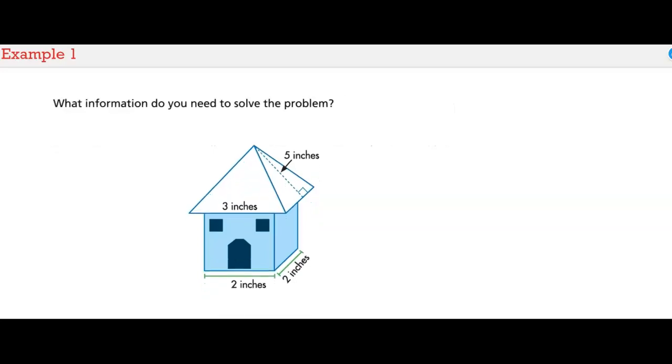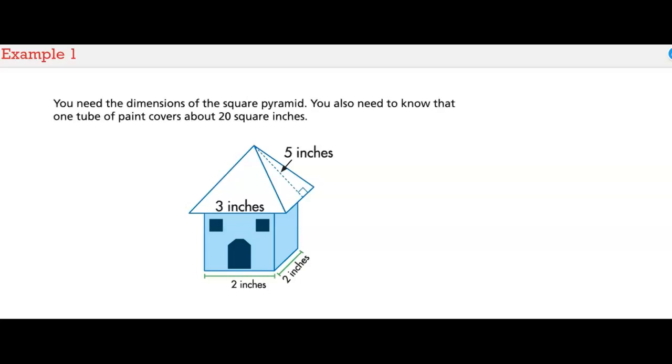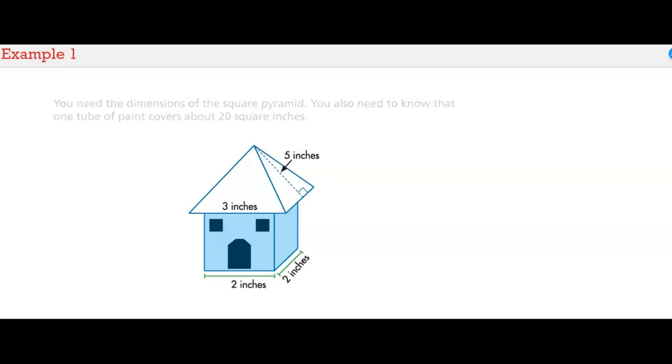What information do you need to solve the problem? You need the dimensions of the square pyramid. You also need to know that one tube of paint covers about 20 square inches. Here is one way to solve the problem.